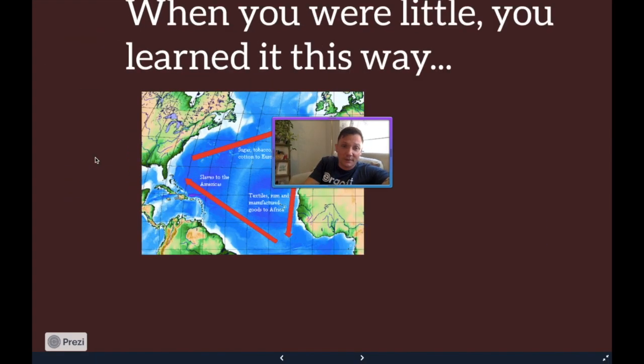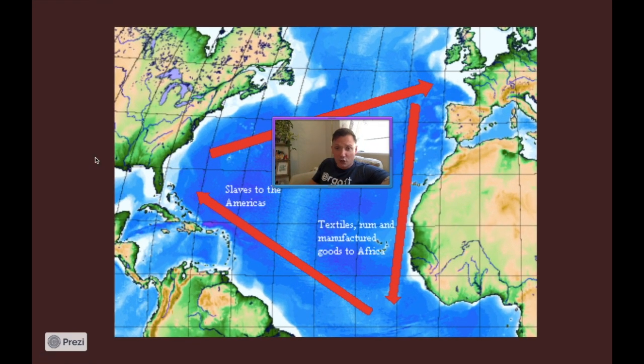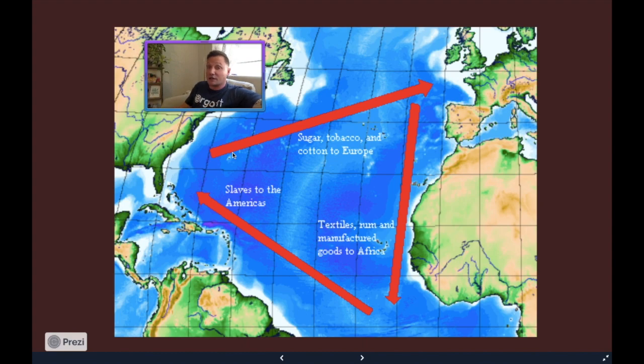We talked about this a little bit in class. When you were little, you probably learned about the Transatlantic trade network in the sense of the triangle trade, or triangular trade, probably in 4th or 5th grade. You probably talked about how colonies were being established in the North and South American region of the world. Raw materials like sugar, tobacco, and other things were going back to Europe. Europe was processing them and sending textiles, rum, and manufactured goods to Africa, where they were then trading for slaves who would be brought across the Atlantic into the New World colonies, right?